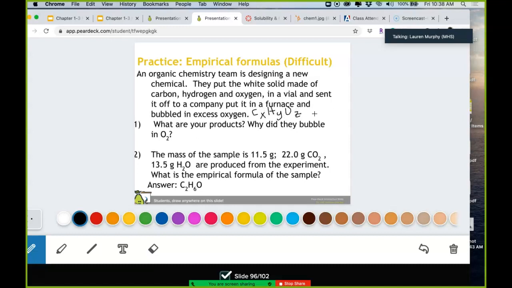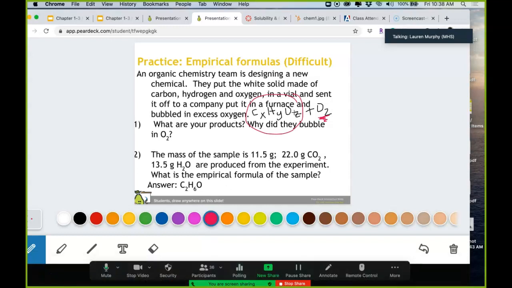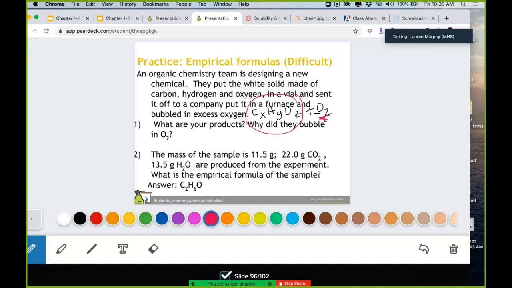And they bubble in excess oxygen, meaning this guy is your limiting reactant. There's going to be leftover oxygen, meaning this sample is completely gone. Now, you should be able to look at this and identify who the products are. So, who are the products? What type of reaction is this? Organic compound in the presence of oxygen is what type of reaction?